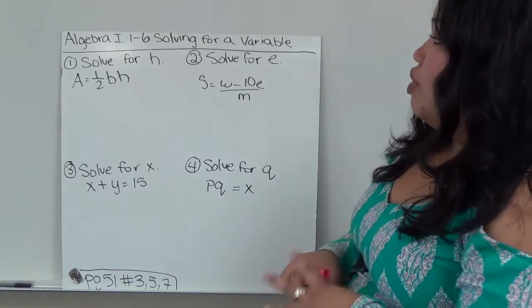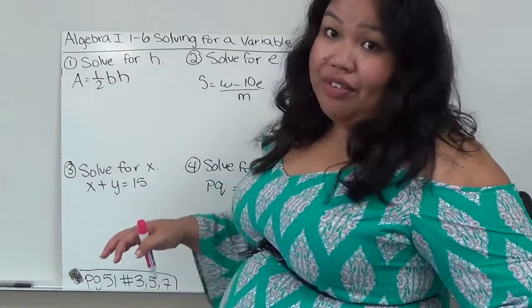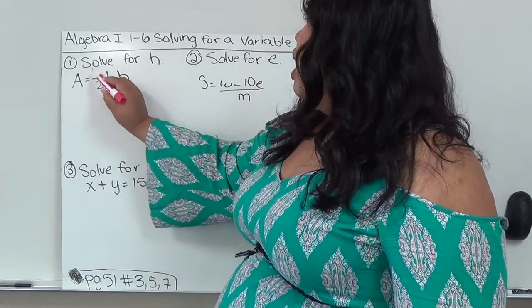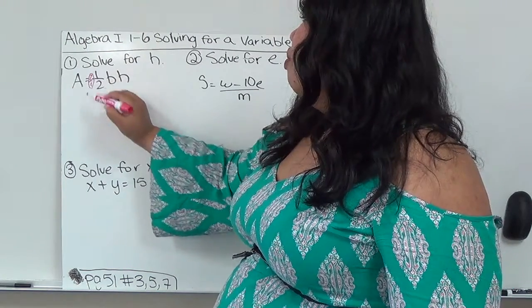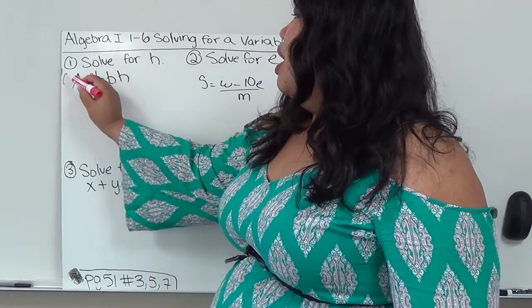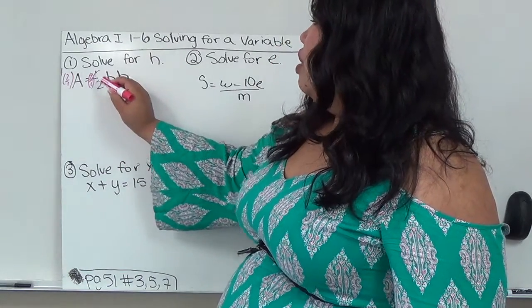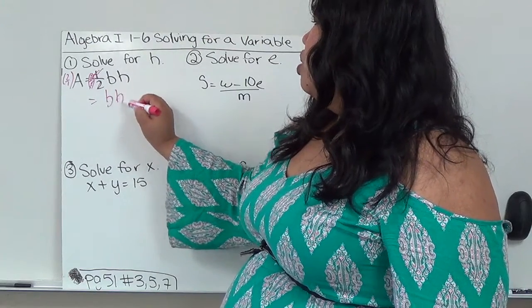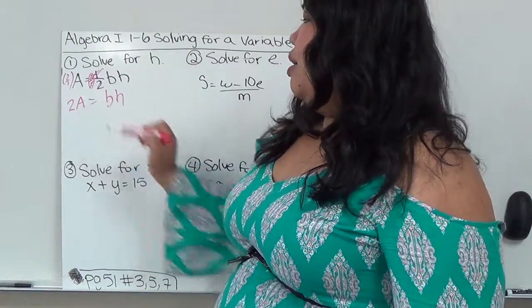So first, let's get rid of what is the furthest, and the furthest from H is 1/2. Okay? And how I get rid of 1/2, I need to multiply by its opposite, which is 2/1. What I do to one side, I have to do to the other. Now, this cancels out with this, and this cancels out with this, leaving me with just BH, okay? And 2/1 is the same thing as saying 2A.